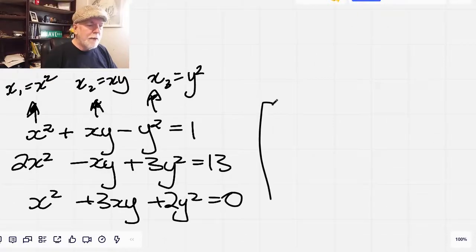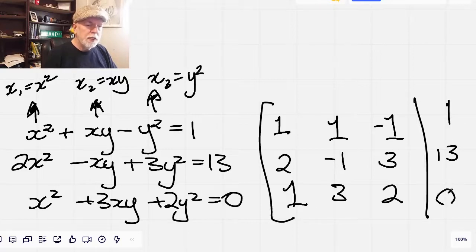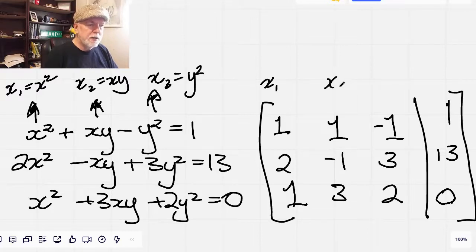Let's create a matrix. -1, 3, and 2. And our coefficients are 1, 13, and 0. There's our x1 column. There's our x2 column. There's our x3 column. And here's our constants.